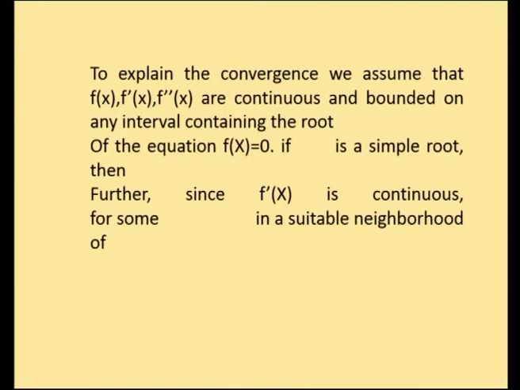To examine the convergence, we assume that f(x), f'(x), f''(x) are continuous and bounded on any interval containing the particular root of the equation f(x) = 0. If epsilon is a simple root, then f'(epsilon) is not equal to 0. Further, since f'(x) is continuous, |f'(x)| is greater than or equal to some positive constant in a suitable neighborhood of epsilon.